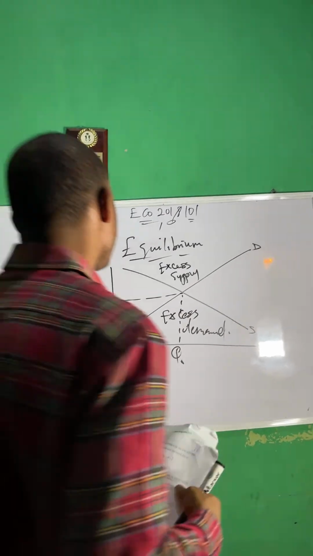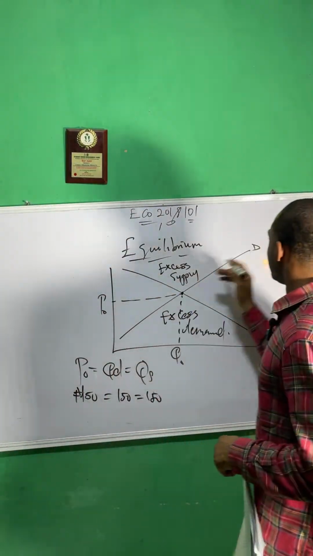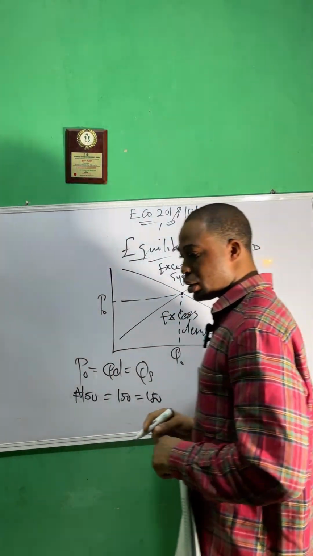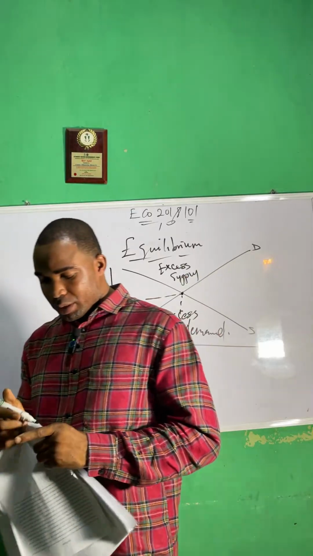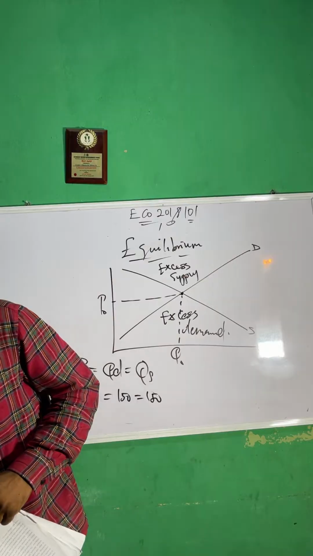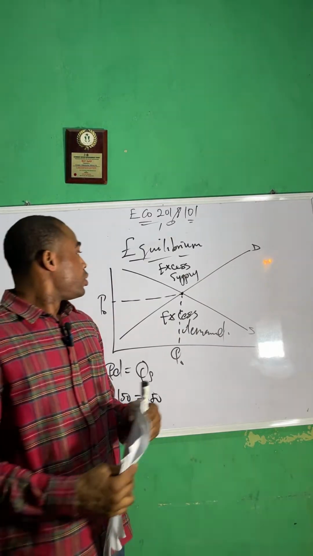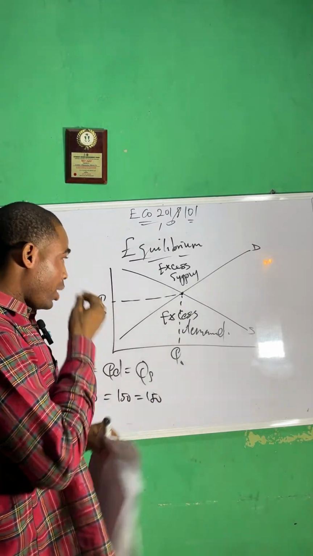And I told you that equilibrium is a point whereby the quantity demand intersects with quantity supply. So let's move on. This is what I mean by equilibrium.